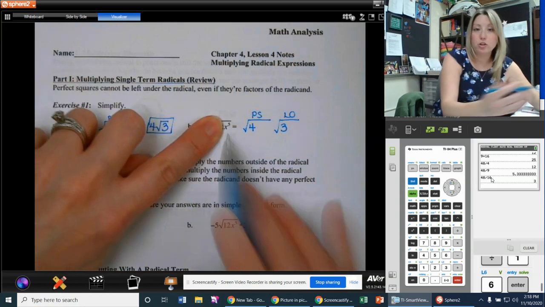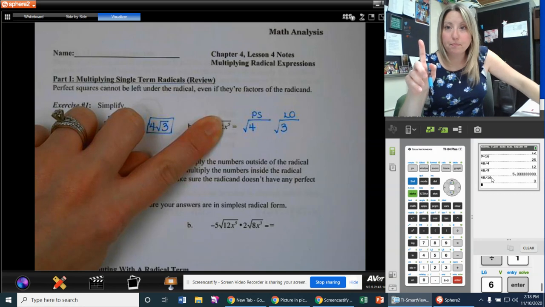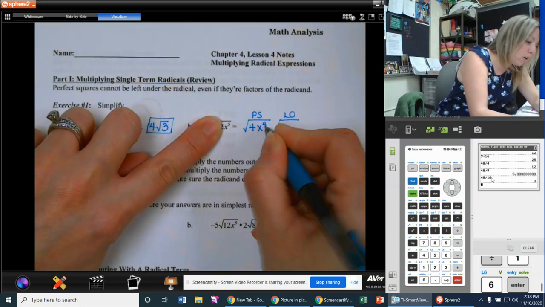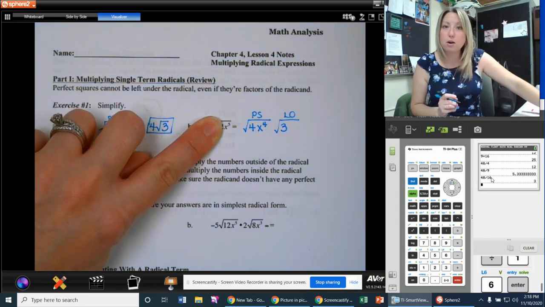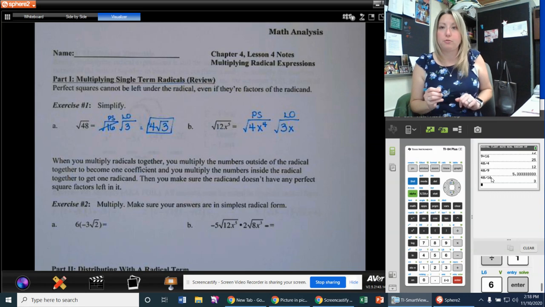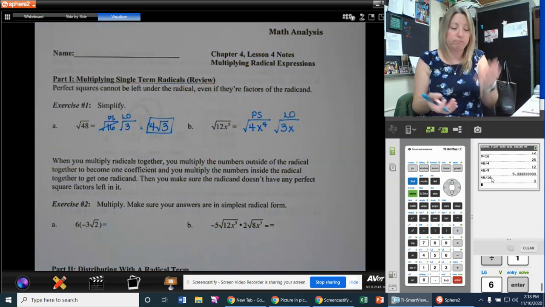X to the 5th, what you do with the exponents, subtract 1. So 5 minus 1 is 4. That means x to the 4 is the biggest perfect square that can come out. That 1 is the leftover. That x to the 1st is the leftover. Okay? Unless it's even, and then the whole thing is a perfect square.